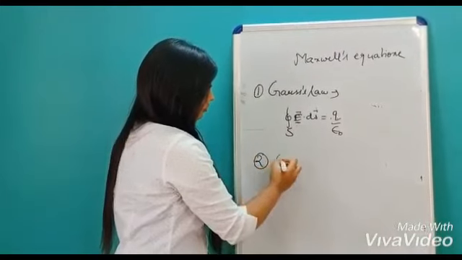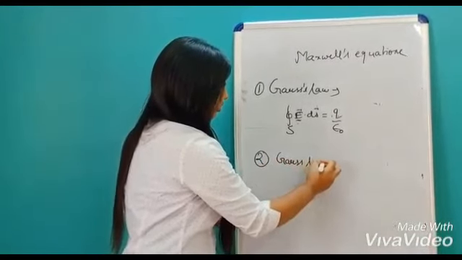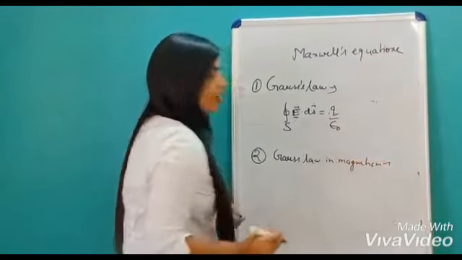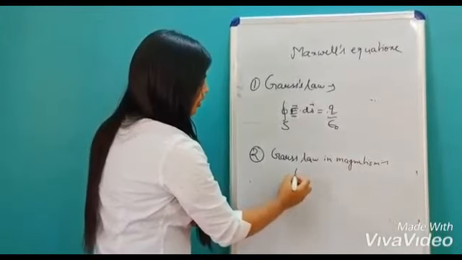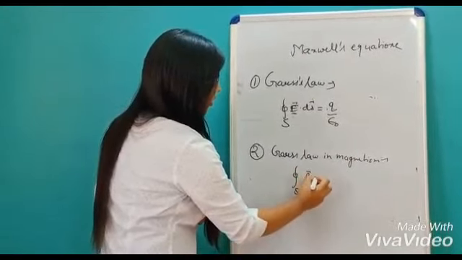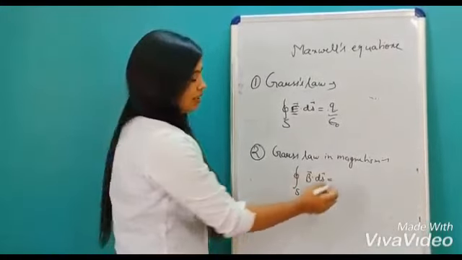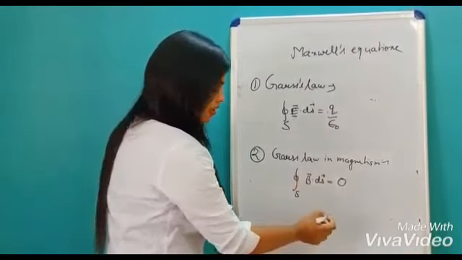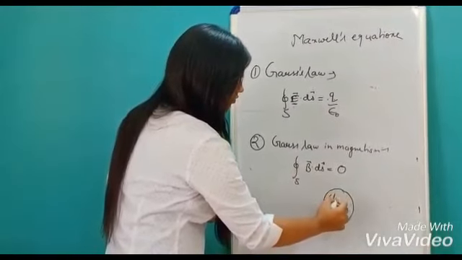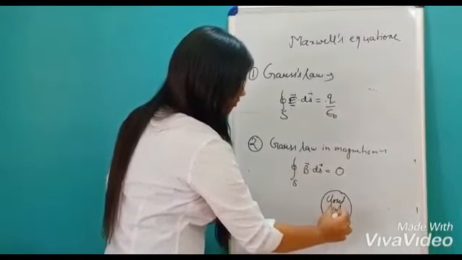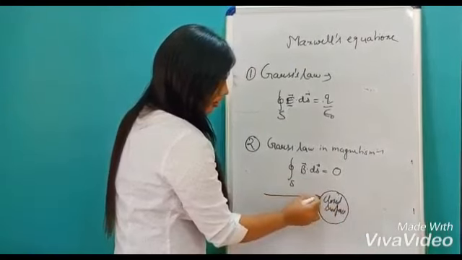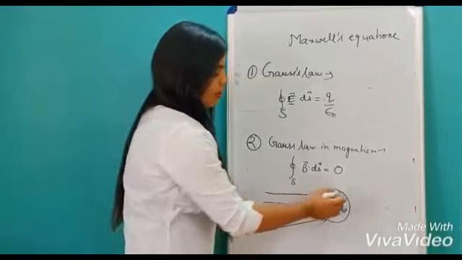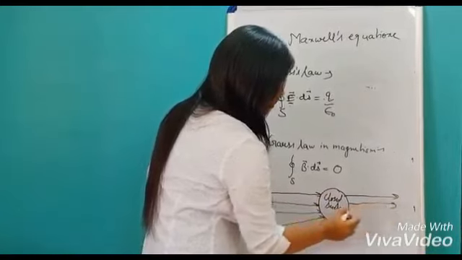Second law, Gauss's law in magnetism. According to this law, the total magnetic flux through any closed surface is equal to 0. Here we consider a closed surface. These are magnetic field lines which are entering, or these are magnetic field lines which are going out.